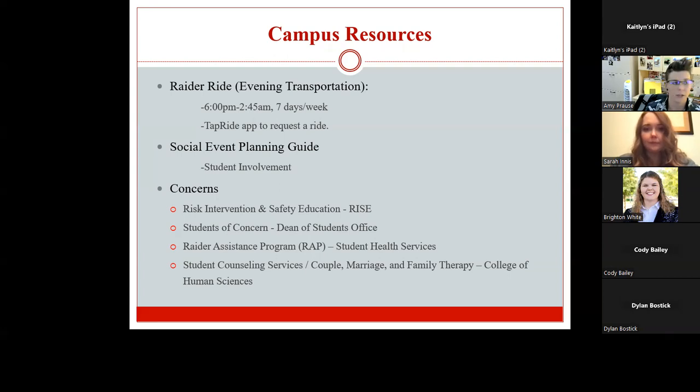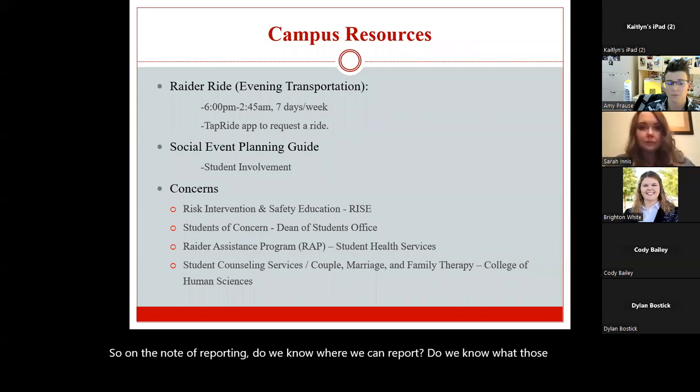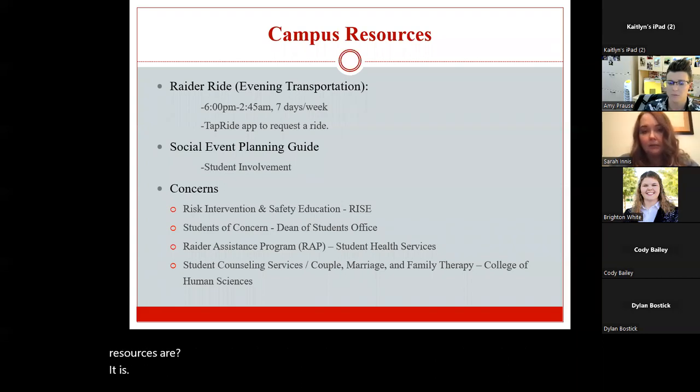So on the note of reporting, do we know where we can report? Do we know what those resources are? Yeah, so everyone is aware that we have a Students of Concern link that's been sent out. I know it's been used for honor code in the past, but it can be used for anything. You can always email us and we can walk you through those channels as well.